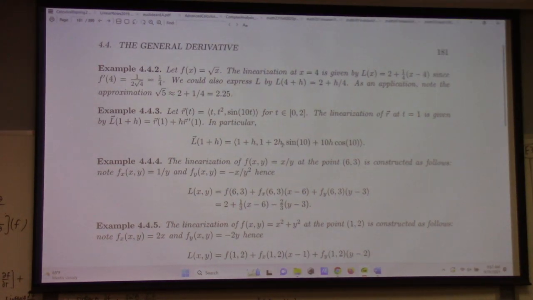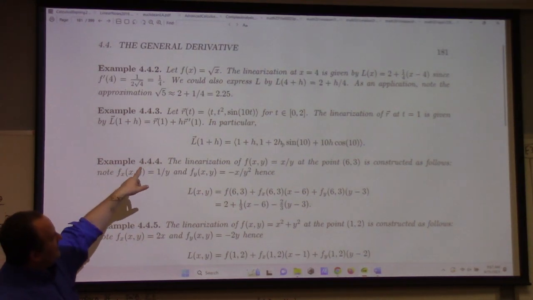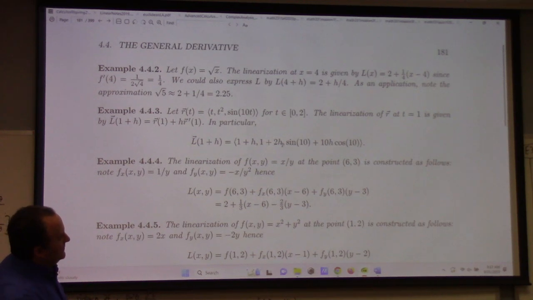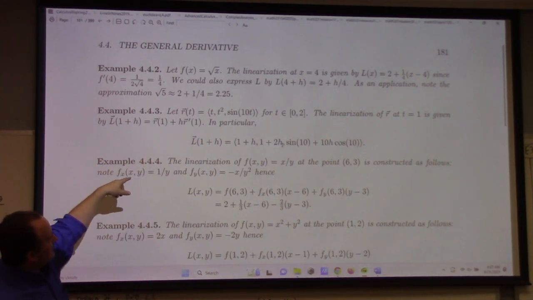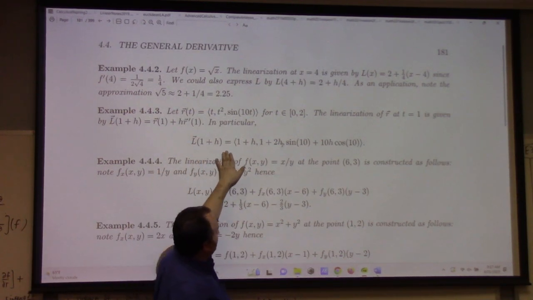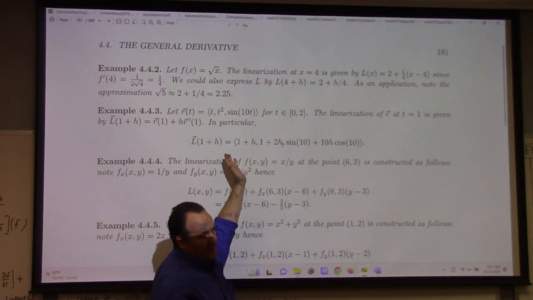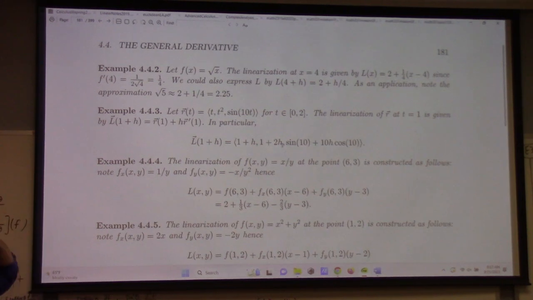So for example, if I have the space curve t, t squared, sine 10t, the linearization at t equals 1 is L of 1 plus h, which is just this. That's a parameterization of the tangent line. That is the linearization of the space curve.